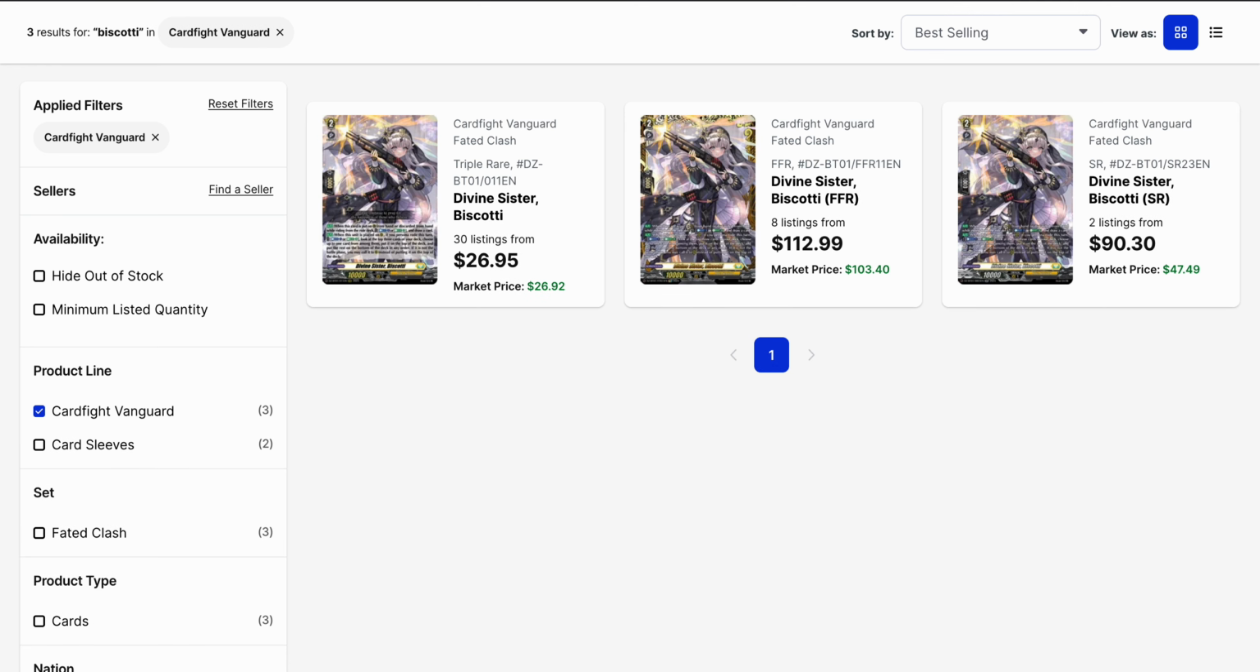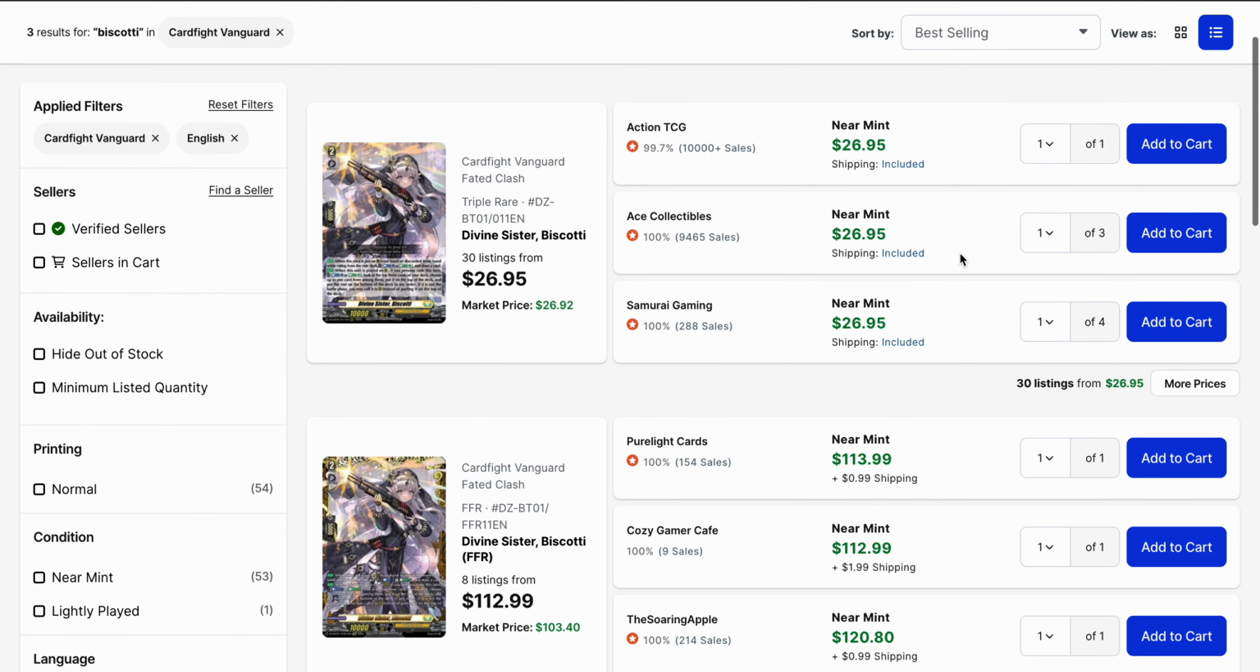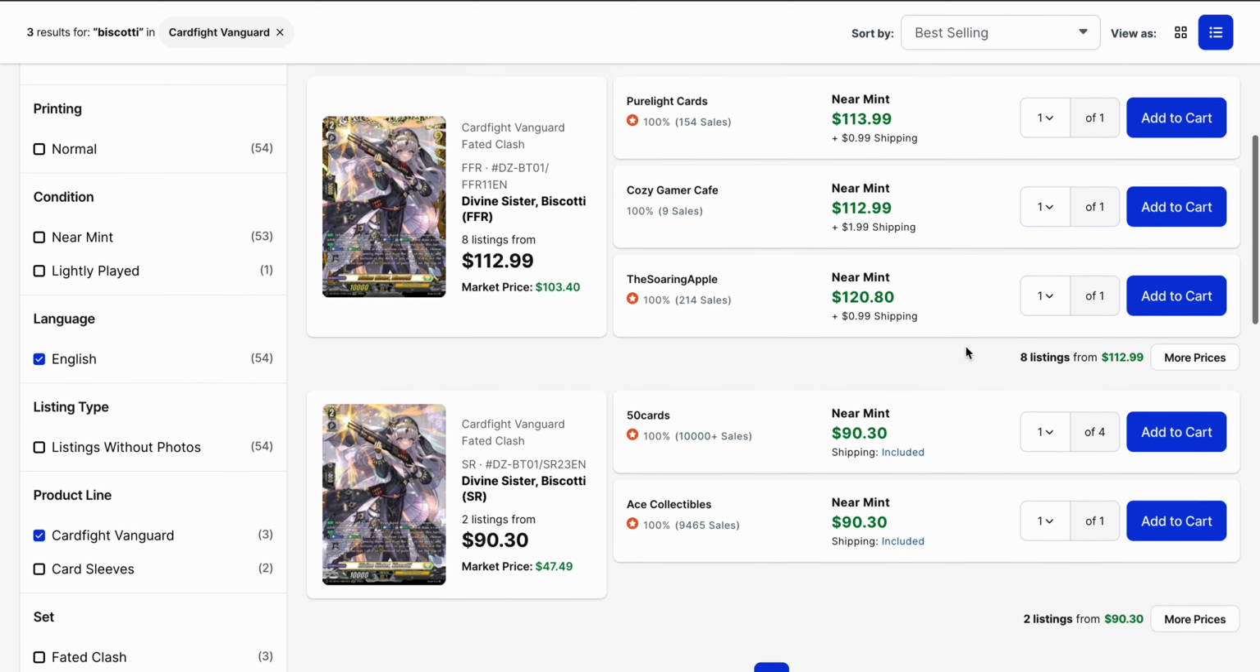And the same goes for Biscotti, who got the Silver Rare on buyout status. And there are only two copies of that left, starting at $90. The market price on that one is $47.49. And just taking a quick look here, when it comes to the Triple Rare, we have a lot of copies available from $27.